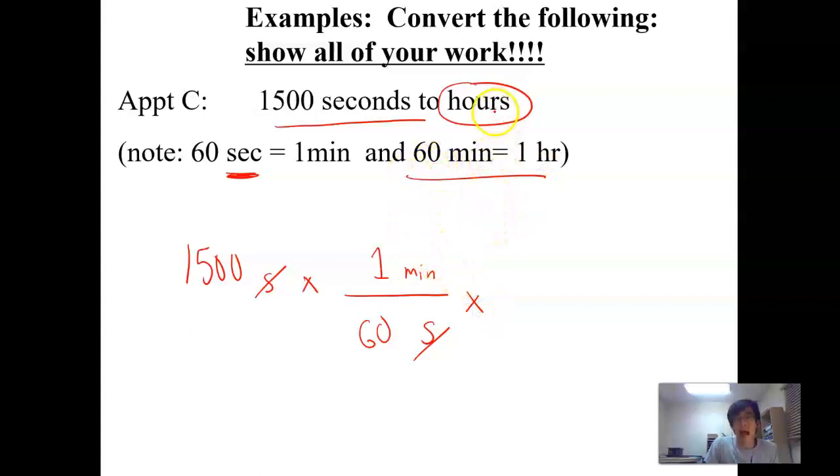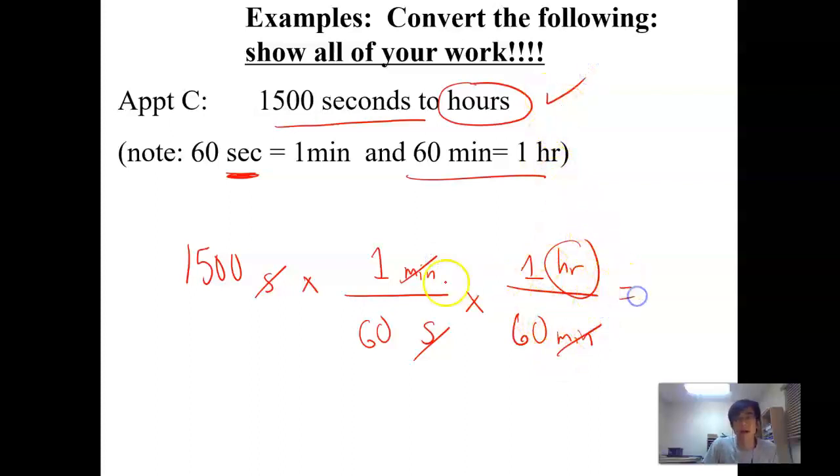Okay, so now I'm going to use this equivalent statement. I want to find hours, so hours should stay on the top of the ratio, and minutes I want to cancel out, so that should be on the bottom. So for every 1 hour, there are 60 minutes. Cancel those out. I'm left with hours. That is the unit I'm looking for, so I am done.